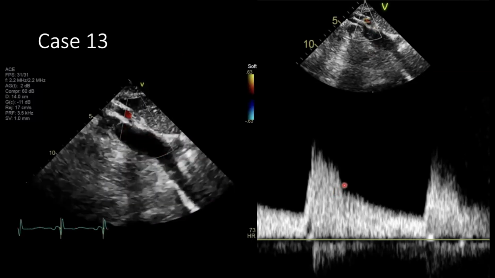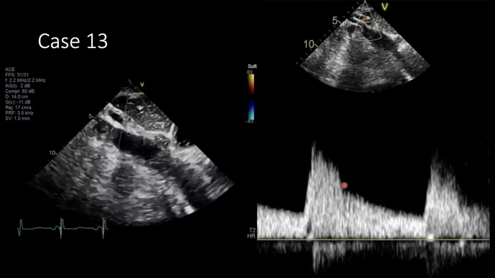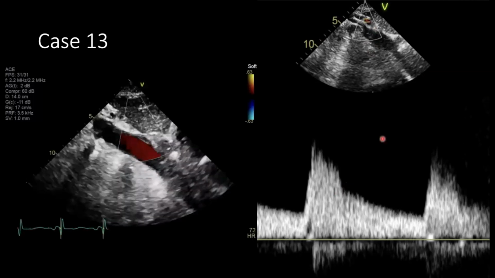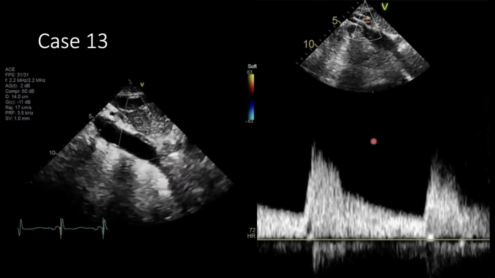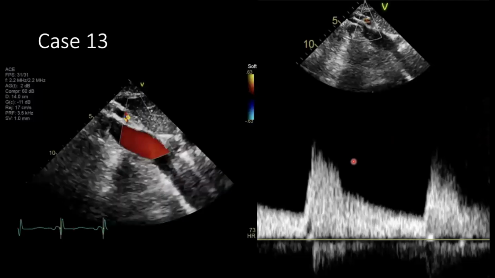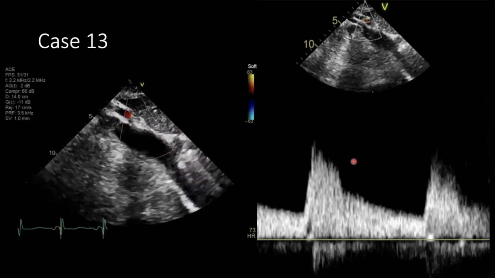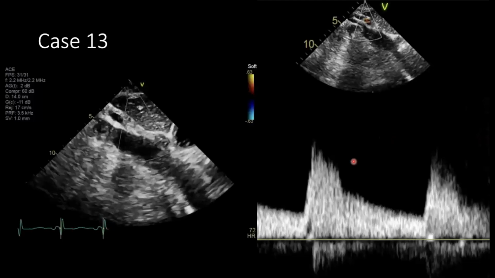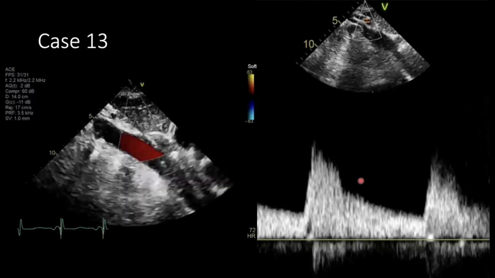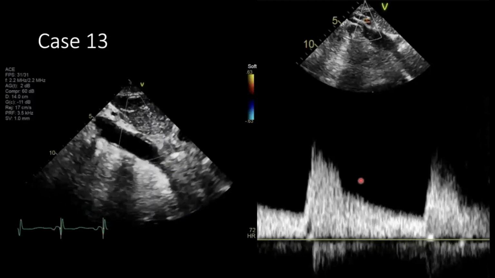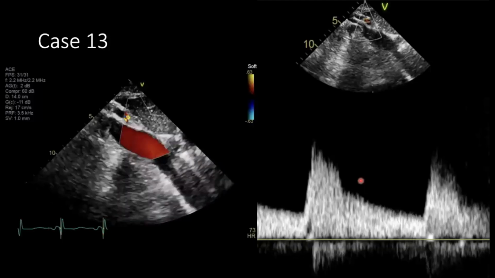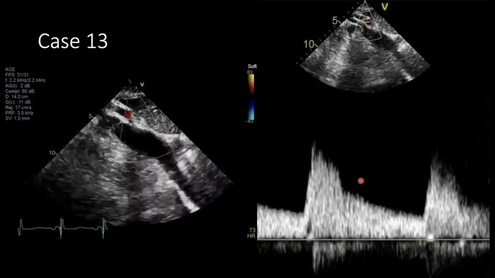Someone in the chat said celiac artery. Yeah, that can happen, though it's not very feasible. So just something to keep an eye on. Could it be that we're just sampling the wrong part? Just think about that. I intentionally did not show the suprasternal and the subcostal Doppler, so yes.